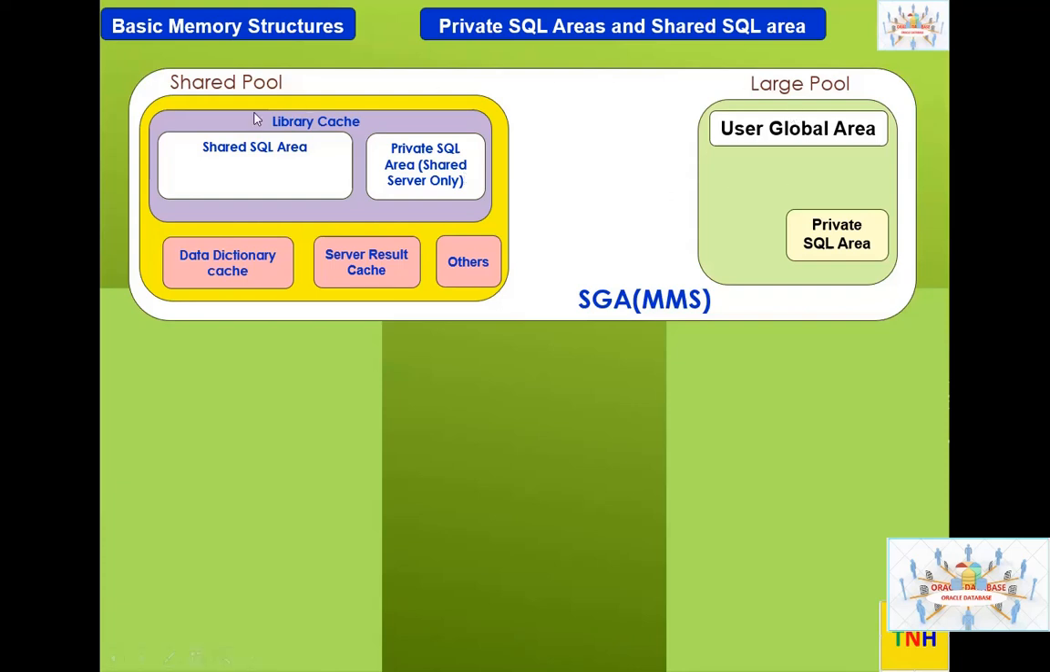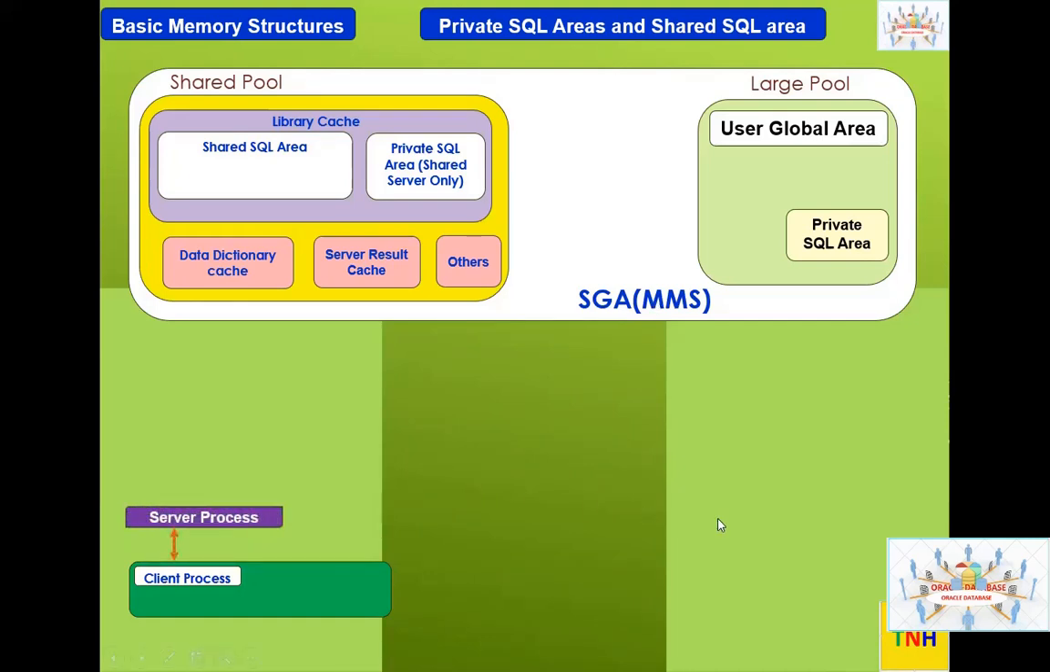And we have additional areas in the shared pool: the data dictionary cache, other than the library cache, the results cache, and others. There are other components. Don't worry, we'll be doing a deep dive into each of these memory areas during upcoming sessions on the architecture. So this is just a high-level understanding. The main purpose here is to explain the PGA behavior.